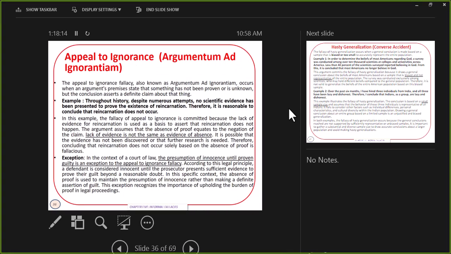Appeal to ignorance, or argumentum ad ignorantiam, occurs when the argument's premise states that something has not been proven or is unknown, but the conclusion asserts a definite claim about that thing, right? The premise asserts that nothing has been proved or disproved, but the conclusion asserts as if it's proved or disproved, right? It has its own exception, and the court's procedure, presumption of innocence until proven guilty, is a direct exception to the appeal to ignorance fallacy.